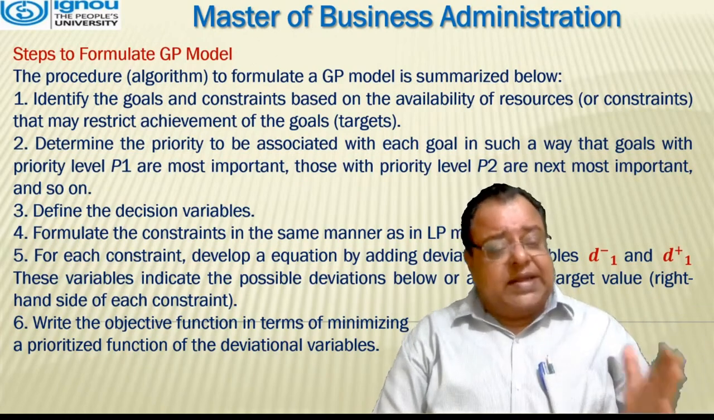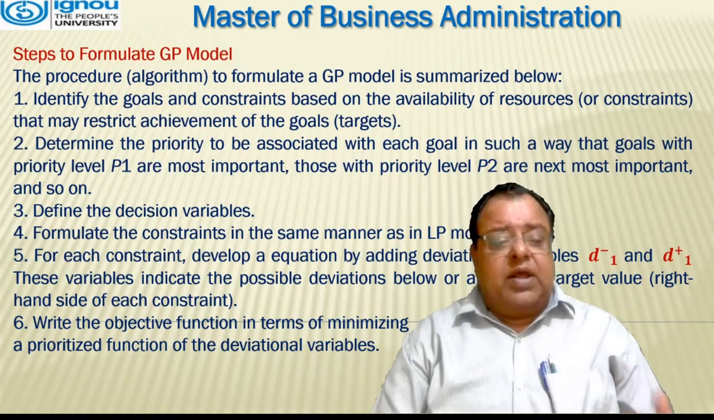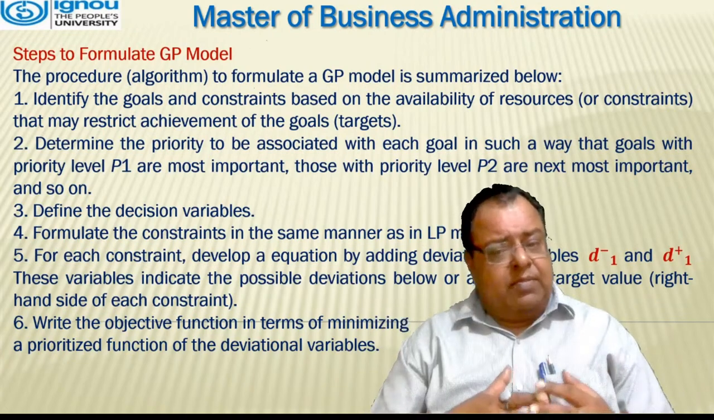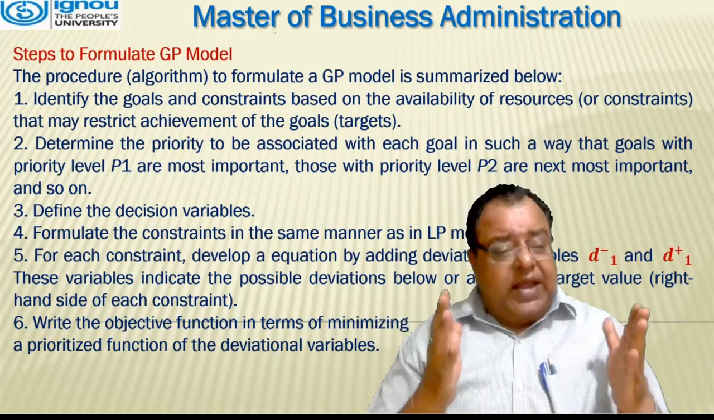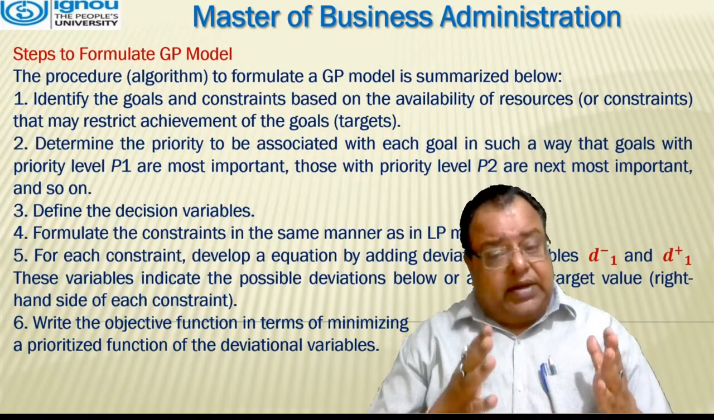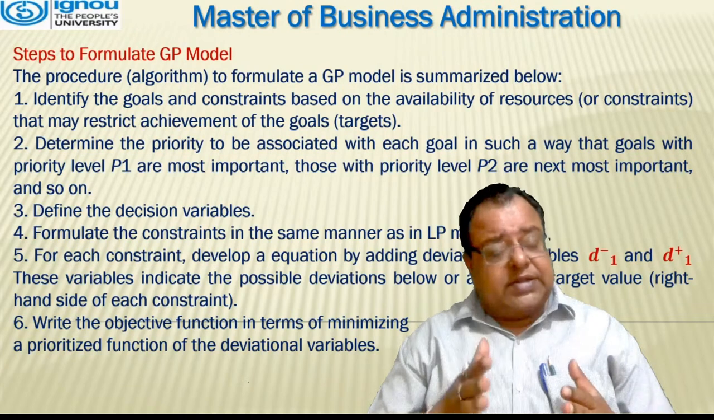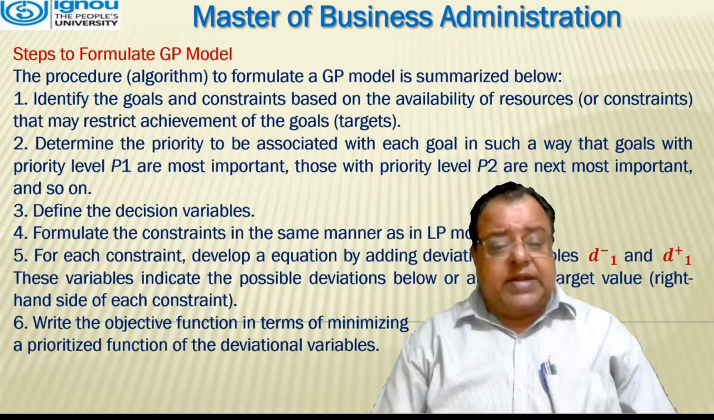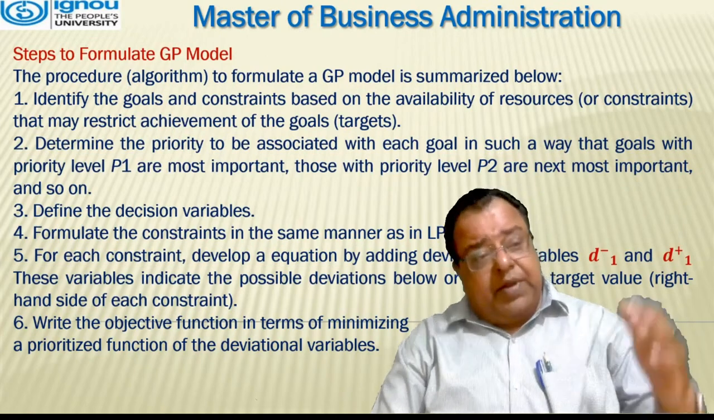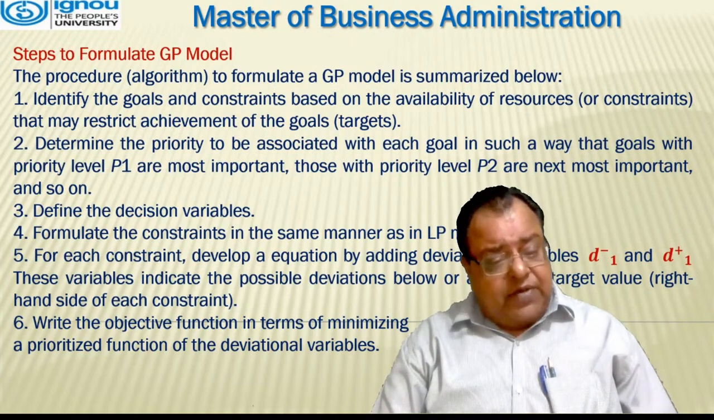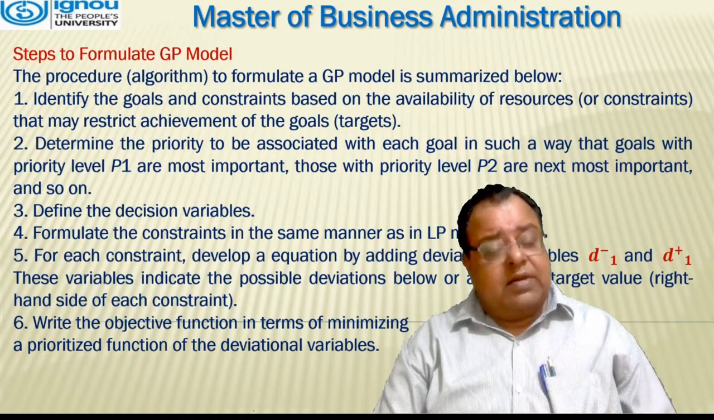Third, define the decision variables. Fourth, formulate the constraints in the same manner as in the linear programming model we had been doing. For each constraint, develop an equation by adding deviational variables, that is d1 negative and d1 positive. These variables indicate the possible deviation below or above the target value. Write the objective function in terms of minimizing a prioritized function of the deviational variables.